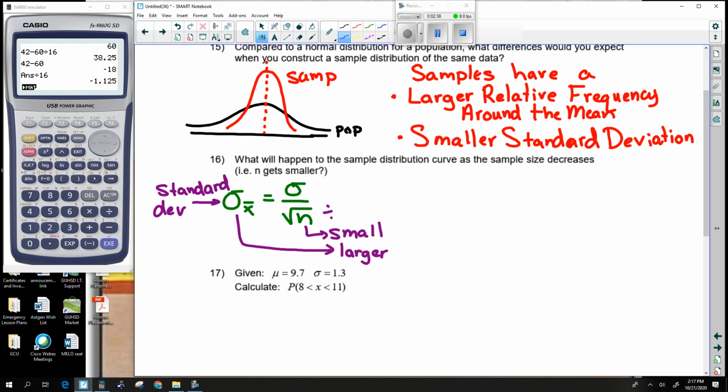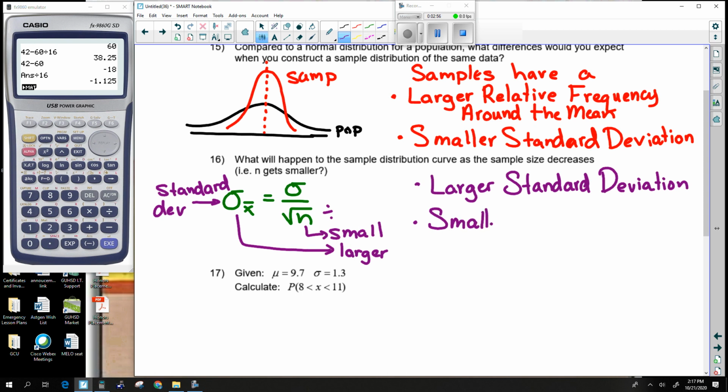So by doing this, what am I seeing happening? Well, I see that I will have, in this case, a larger standard deviation. And so if that's larger, then that means I will have a smaller relative frequency around the mean.